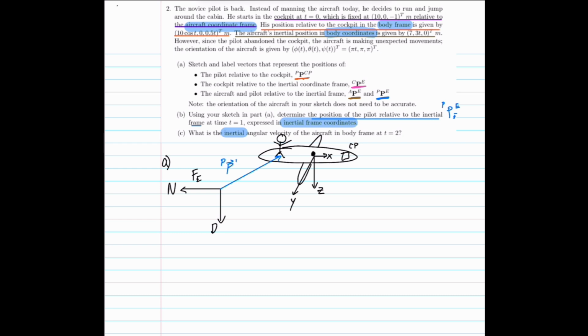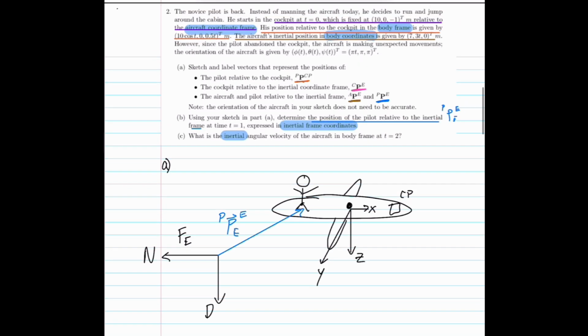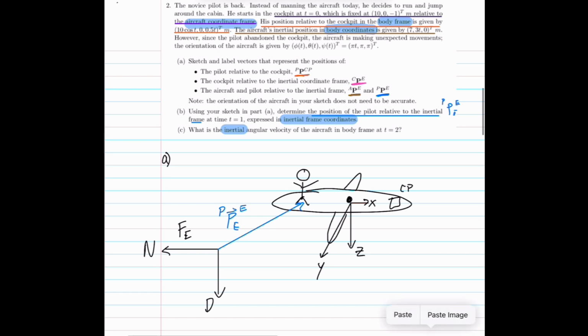This is the position of the pilot, expressed in the body frame and defined in the inertial frame. So that's what we're trying to find in part B. And the pilot relative to the cockpit is this vector. And this purple vector right here is the cockpit relative to the aircraft, expressed in body frame coordinates.